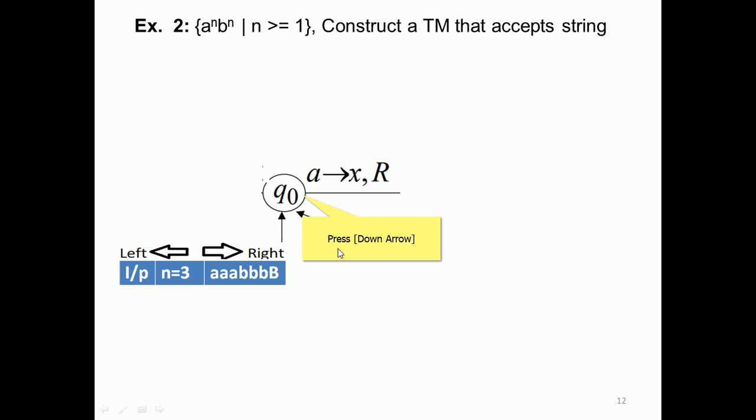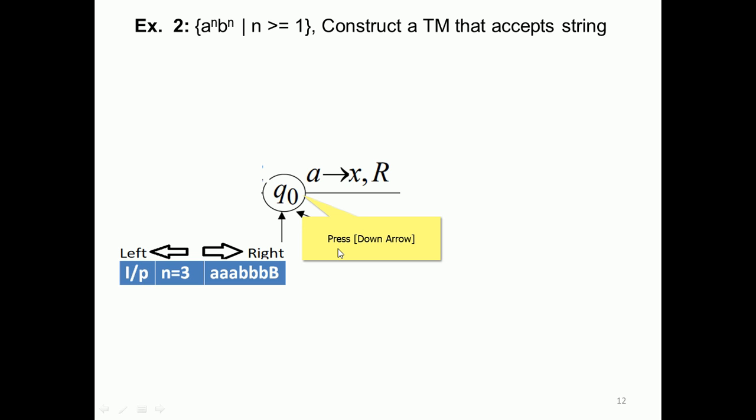For the input, let us consider an example of 3 A's and 3 B's. The input string is a power 3 and b power 3, so a power n and b power n. So 3 A's will be there and 3 B's will be there. At the rightmost, the blank will be there. That is the tape input symbol. So we have built the foundation for proceeding toward the solution for this problem.